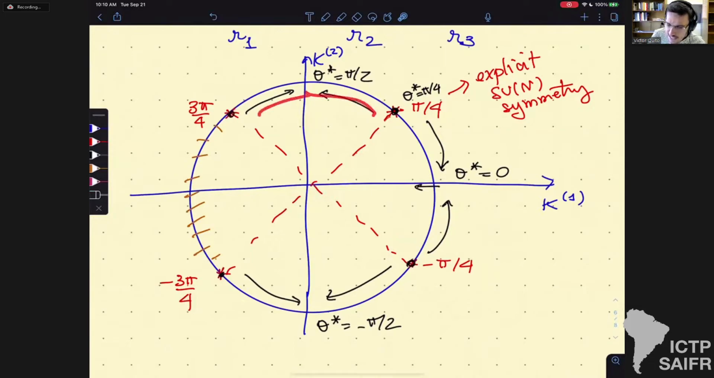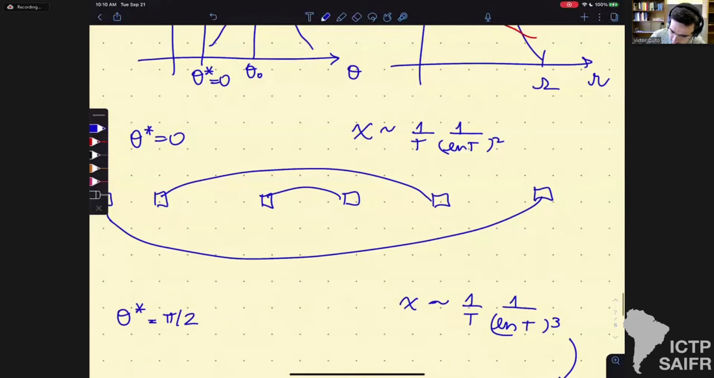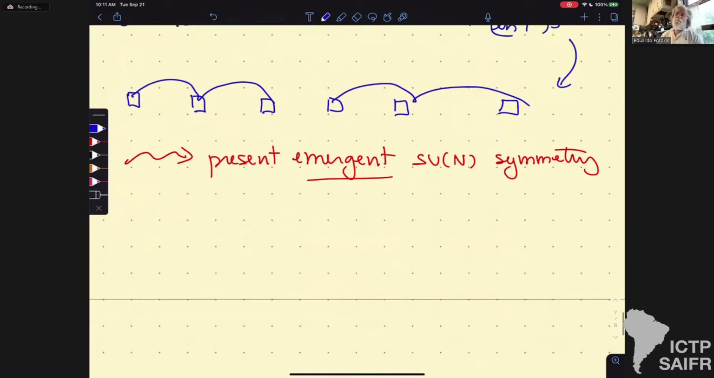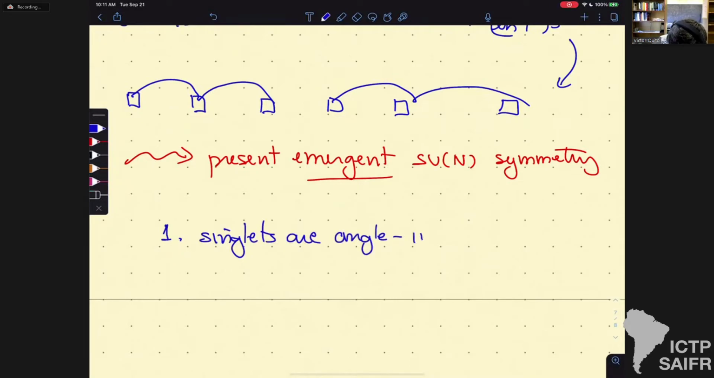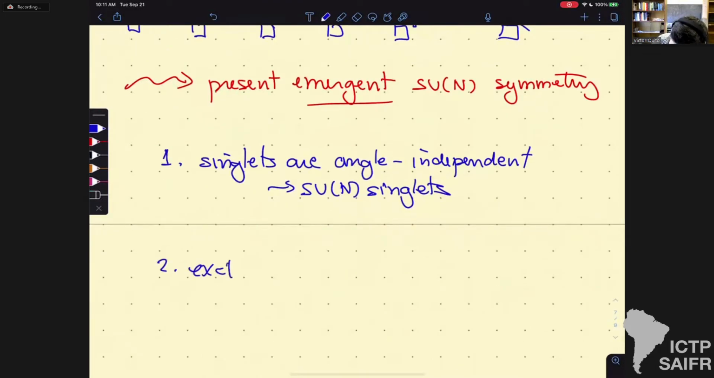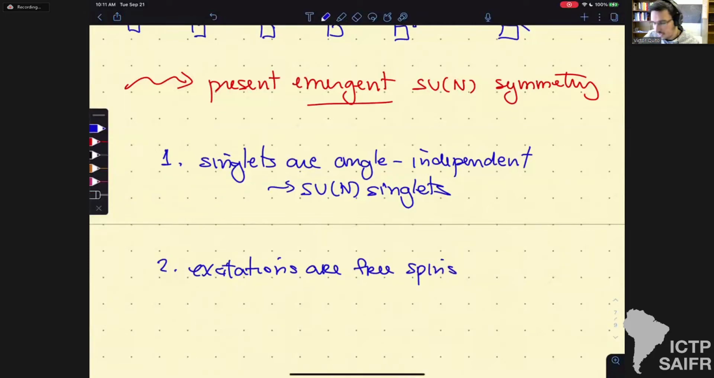If you solve the problem here, even though the flow is to a different fixed point, the same soup of singlets will appear. The singlets are independent of the angle that we have in this particular bond. Let's say here we have a given angle, theta 0, theta 1 and so on. But the singlets are the same. These are SUN singlets. This is true in both phases. So the first point is that the singlets are angle independent, and as a matter of fact, they are SUN singlets. And the excitations are just free spins that also transform under SUN.